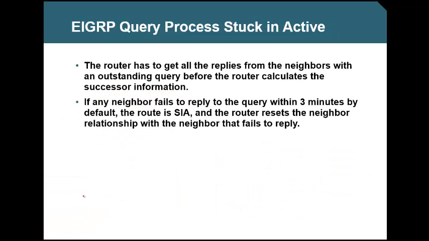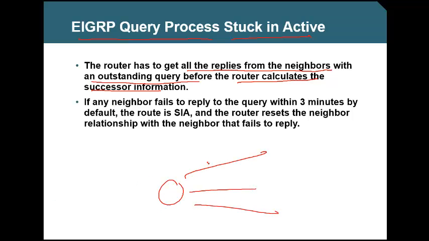Next. Query process, stuck in active process. EIGRP query process, stuck in active. The router has to get all the replies from the neighbors with an outstanding query before the router calculates the successor information. This is what I was telling you. If a query is sent on these three, and a reply comes from the third one, this router R0 will wait for router 1 and router 2 also to respond.